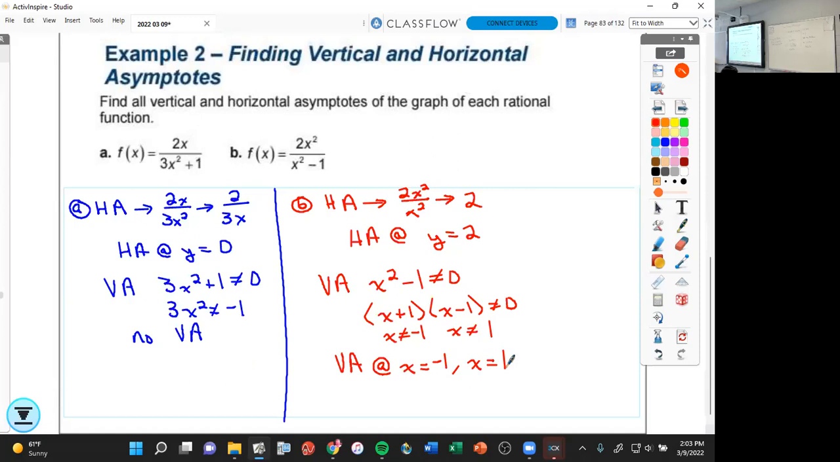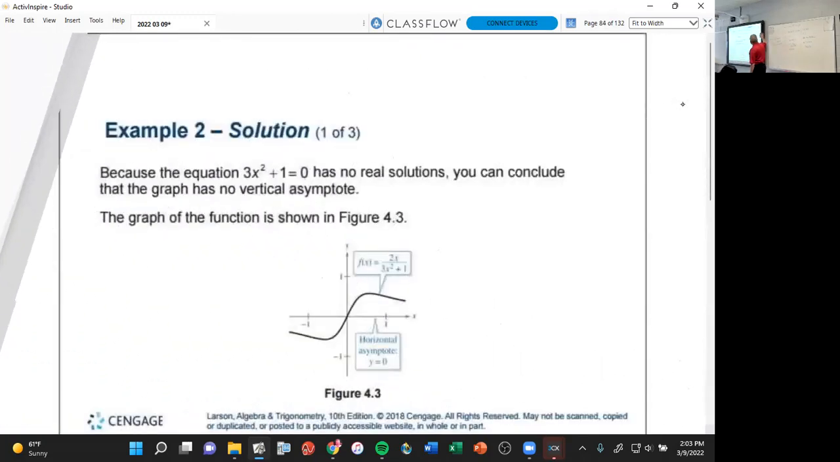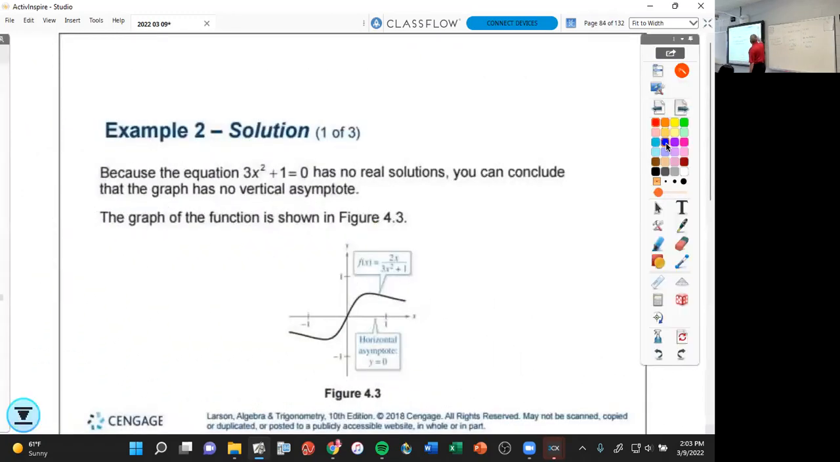Questions or thoughts on these? Horizontal asymptotes are easy because there's only 3 things to look for. Vertical asymptotes involve your favorite F word in math, factoring. Okay, calm down.